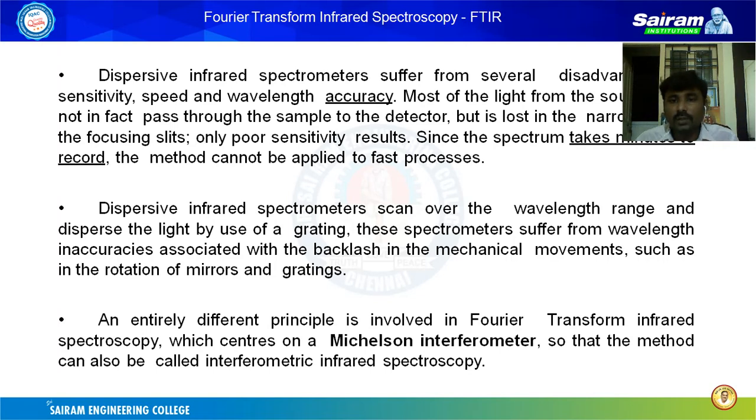Dispersive infrared spectrometers scan over the wavelength range and disperse the light by use of a grating. These spectrometers suffer from wavelength inaccuracies associated with the backlash in mechanical movement, such as in the rotation of mirrors and gratings. An entirely different principle is involved in Fourier transform infrared spectroscopy, which centers on a Michelson interferometer, so the method can also be called interferometric infrared spectroscopy.